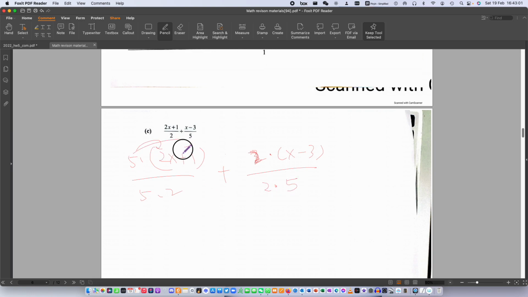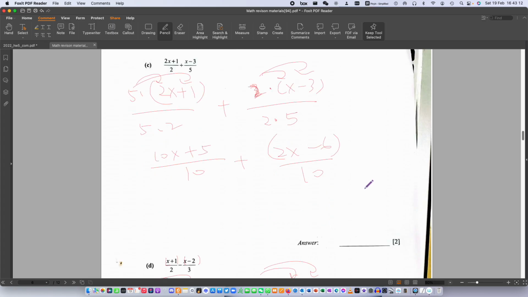So this one, open the bracket first. 10x plus 5, 10 plus 2x minus 6. So even for this you need to put a bracket. So I put the bracket. After that, above, what you end up with is plus 2x minus 6. Okay, so even though it's plus, I also put a bracket.